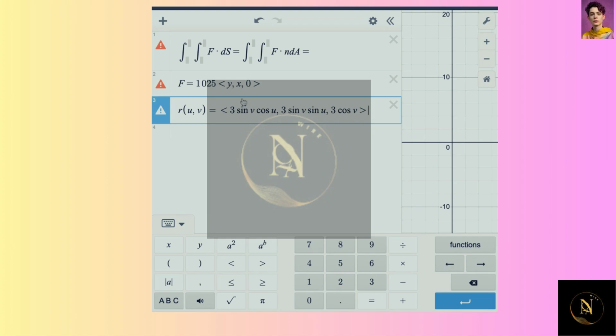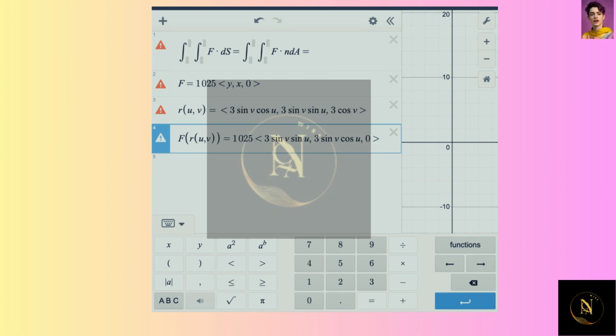Then with this in mind, we can now take F of R of U, V, and we know that this will be equal to the 1025 times this. The X portion will go right here, and then the Y will go right here. That's an important thing to know as well. We know that the same thing applies where this is also the same.